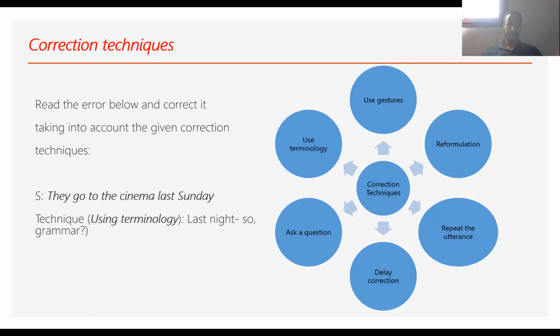Now let's move to practice. Read the error below and correct it, taking into account the given correction techniques. These are the given correction techniques. Student: they go to the cinema last Sunday. The technique is using terminology. Last night, so grammar. You see, I'm gonna give you again 4 minutes. I want you to use gesture, reformulation, repeat the utterance, delay correction, use terminology. You see my point?